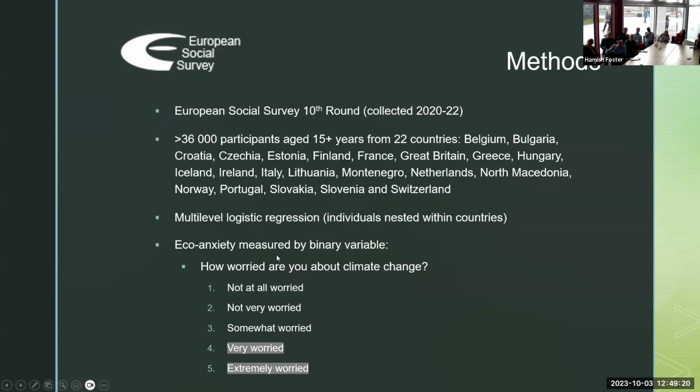Unfortunately, the measure that I'm using is worry or fear about climate change on a scale of 1 to 5. So I've defined eco-anxiety as people who are very worried or extremely worried, which obviously has issues, but that's the data we have.